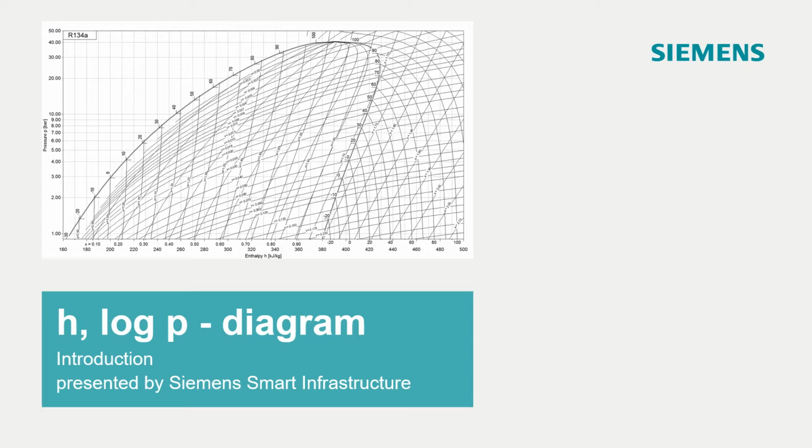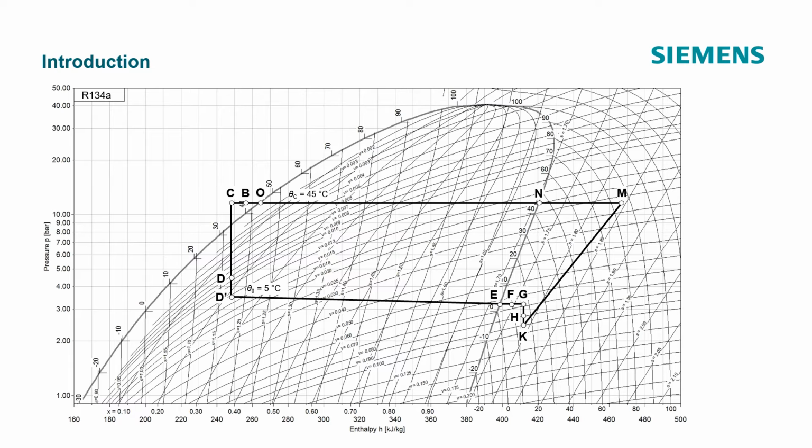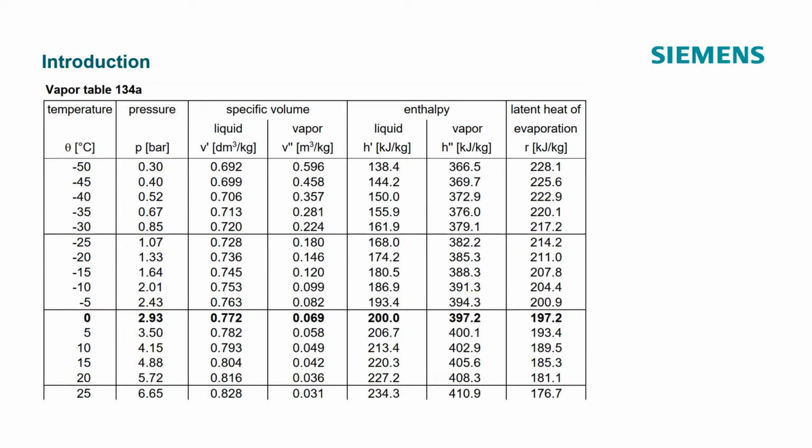In this video the structure of the diagram is explained to you. The thermodynamic processes of refrigeration are quite complex. The specific variables for a refrigerant are shown in tabular form in so-called vapor tables. For the following explanations, the specific variables of the commonly used refrigerant, R134A, will be used.